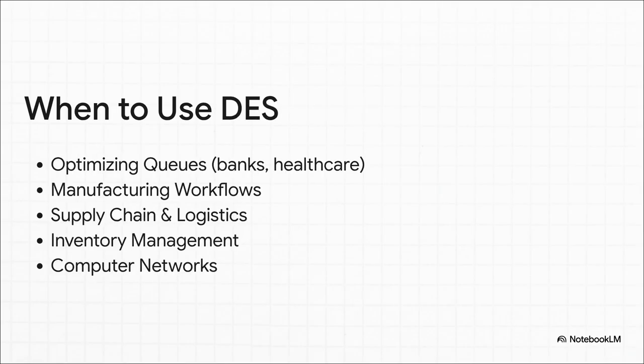And when does DES get to be the star of the show? Well, whenever you're dealing with systems that are all about flow, queues, and resources. Optimizing checkout lines at a supermarket, redesigning a factory workflow to get rid of delays, planning a whole supply chain, these are all problems about the process.